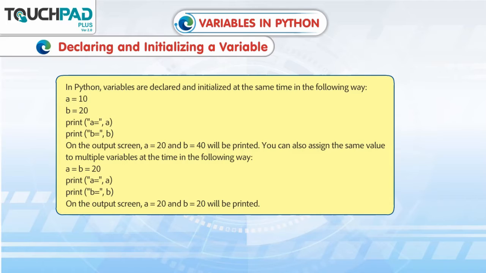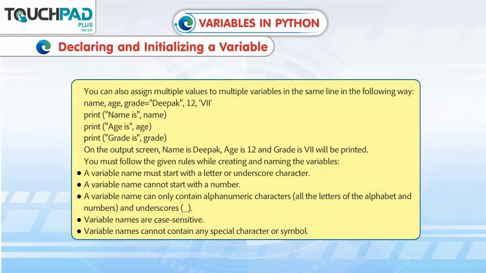You can also assign the same value to multiple variables at a time in the following way. On the output screen, a = 20 and b = 20 will be printed. You can also assign multiple values to multiple variables in the same line in the following way. On the output screen, name is Deepak, age is 12 and grade is 7 will be printed.